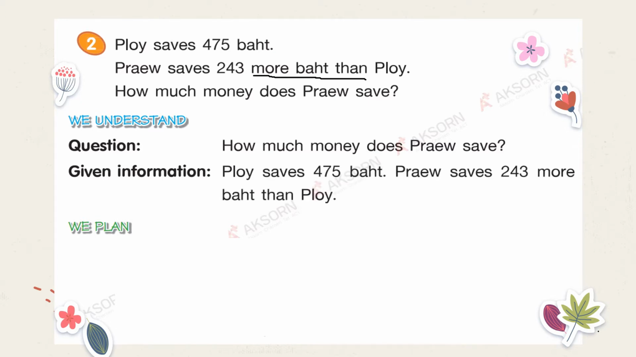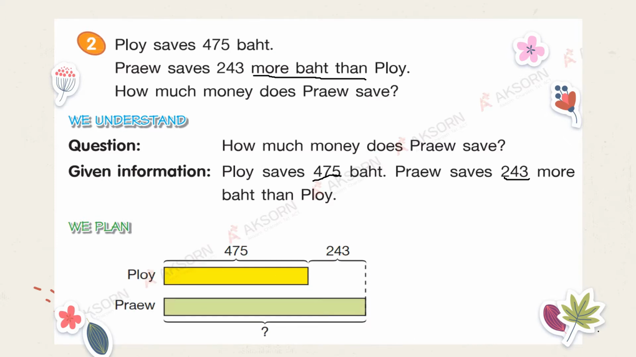Okay, so the given information is Ploy saves 475 baht, while Preo saves 243 more than Ploy. So we plan. Ploy has 475 and Preo has more than that, 243. So how much money does Preo save?